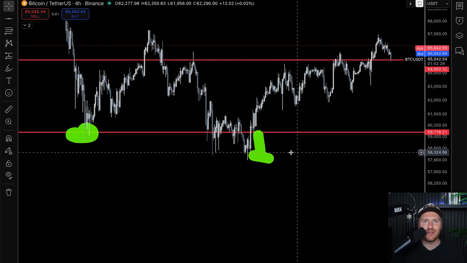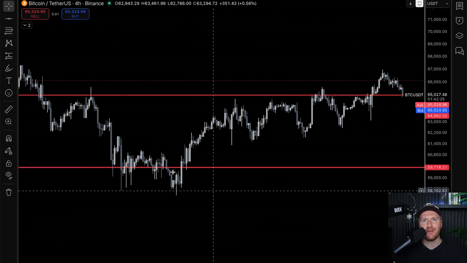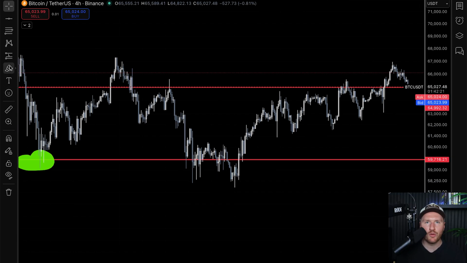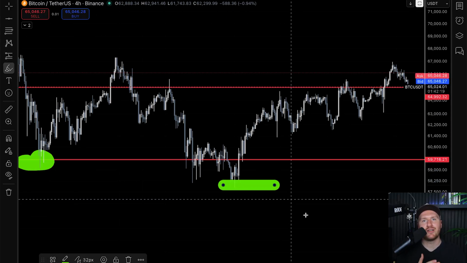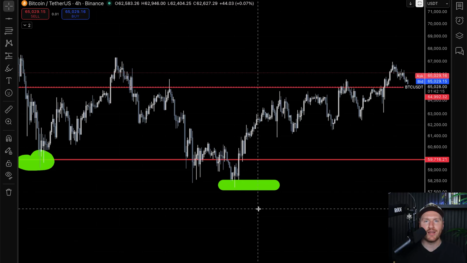It starts wiping out 58, 59, 57. Your invalidation point, let's say 57.5. You just shut the trade off, close it, watch the price action and see how it performs over the next couple of days and see if it's able to reclaim that area. If $60,000 support breaks, so what?